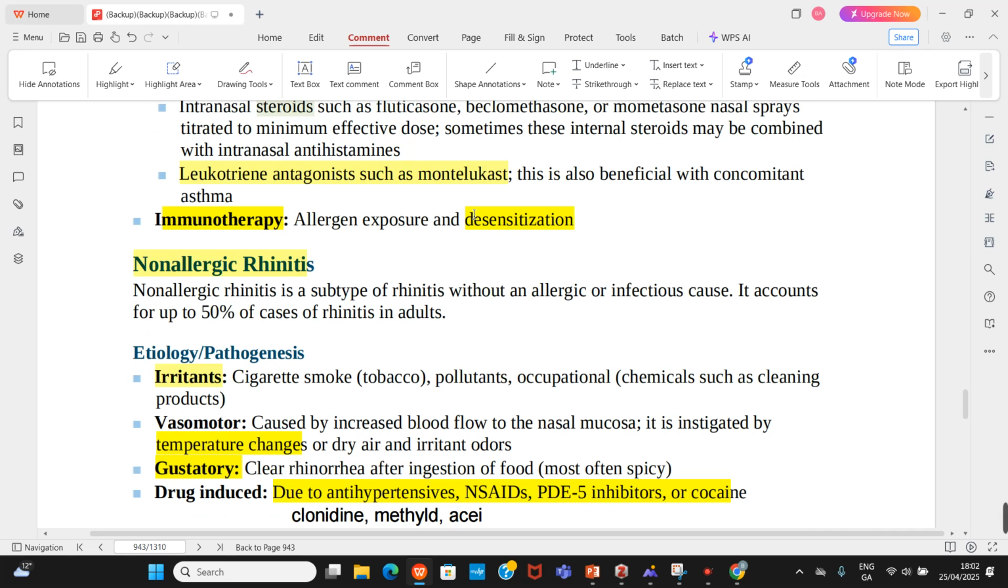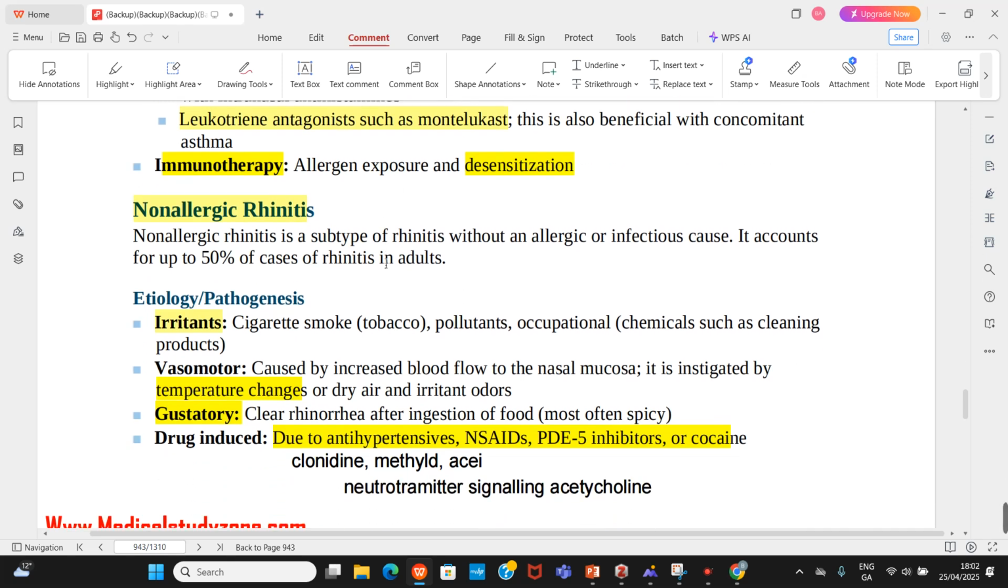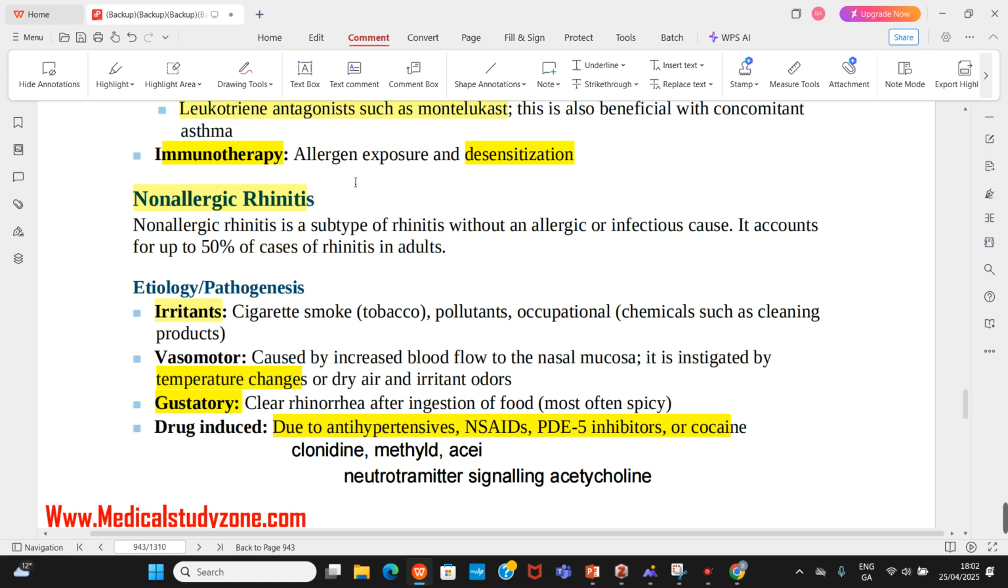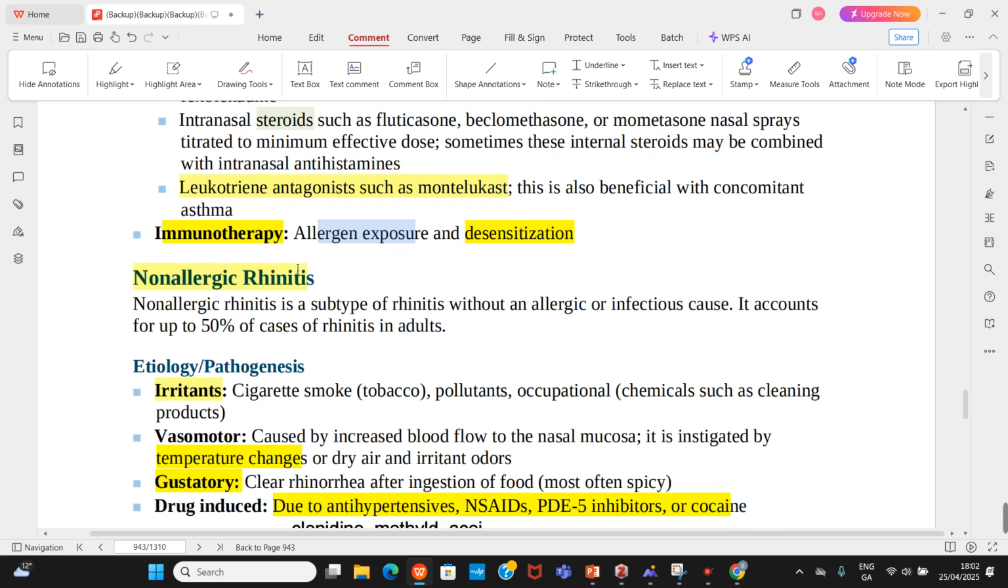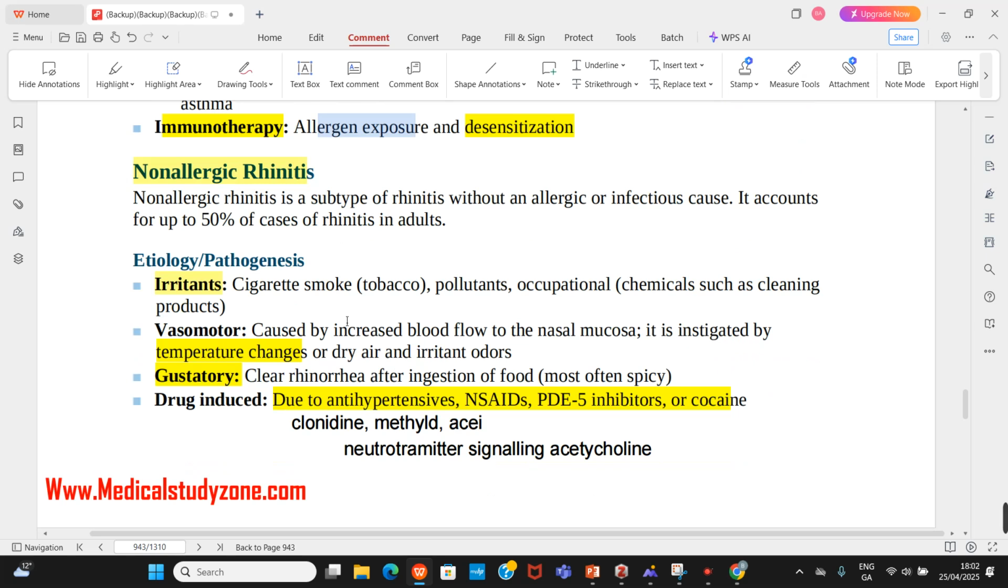People that have concomitant asthma, you can give montelukast. Immunotherapy is a very good approach in which you expose them to the allergen and you desensitize them in the process. But most of the time, you try all these things first before you go to immunotherapy.